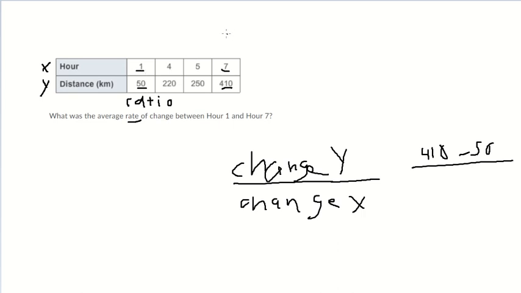You always start with the number at the end, okay? Because that's where you're going to get the change from. So you start at the last column. Okay. So if you take out your calculator and you do 410 minus 50, you get something, and if you do 7 minus 1, you get something else.